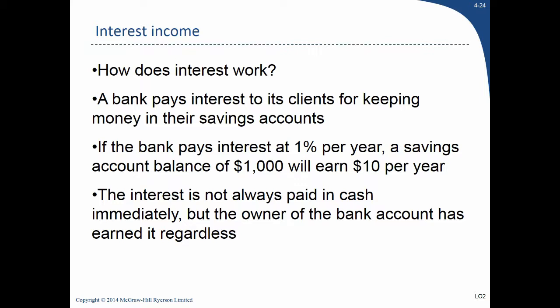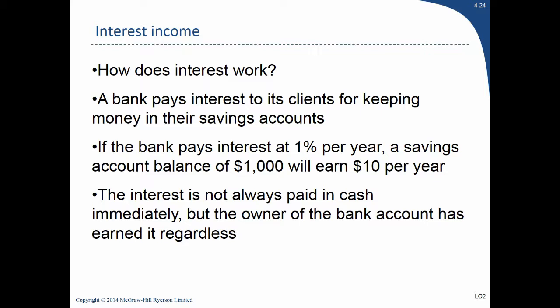OSAP charges you interest, right? After you graduate, I think you have 6 months of interest free, and then as long as you're earning more than $30,000 or something per year, you have to start repaying OSAP with interest, right? So if your OSAP balance is $10,000, they say, well, you owe us 5% a year on top of that. So every year you owe an additional $500 for interest. It's just the cost of money. If the bank pays interest at 1% per year, a savings account balance of $1,000 will earn $10 per year. Okay.